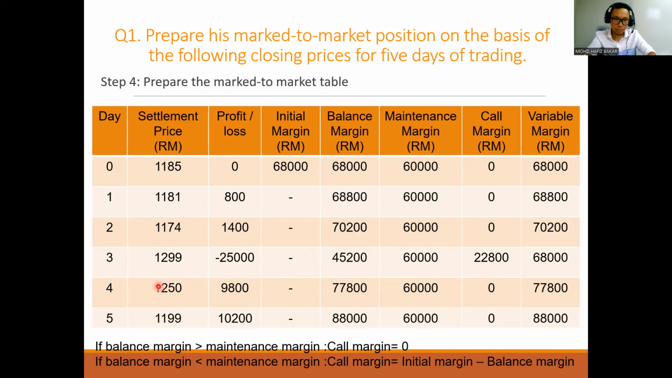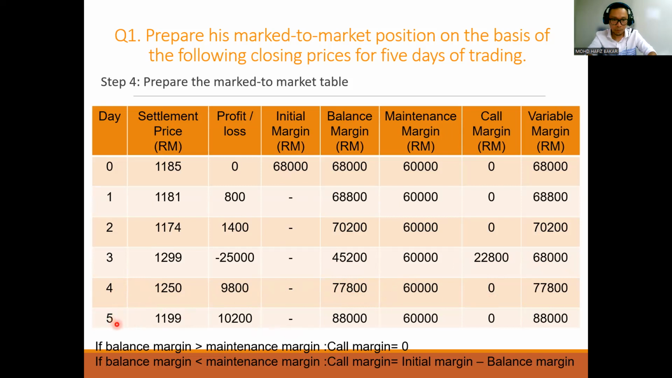The daily price for day 5 is 1250. Okay, so from the calculation, we get a profit of 9,800. Okay, then we plus the 68,000. 68,000 plus 9,800, so we're getting 77,800, which is more than 60,000, no need to call margin.